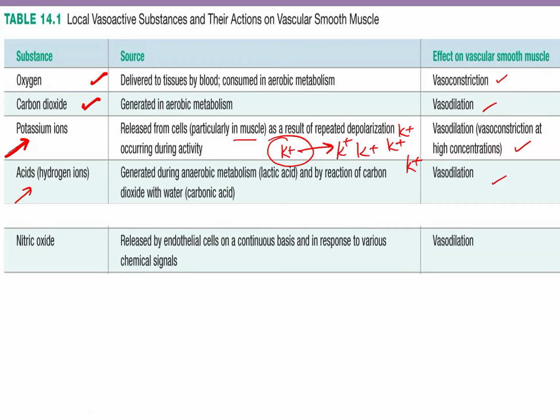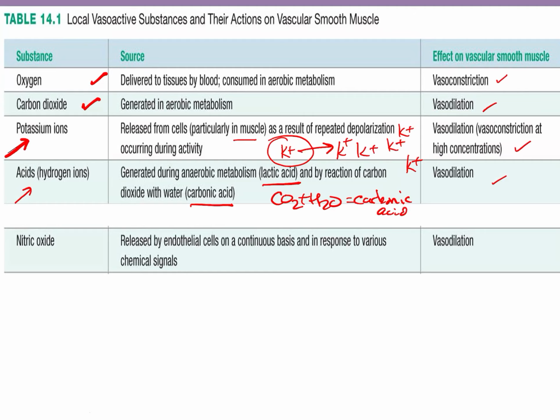Acids are going to also dilate. And this is, if you think hydrogen ions, but also with carbonic acid. So as a metabolic byproduct, we know we can get lactic acid, and when CO2 combines with water, you get carbonic acid.